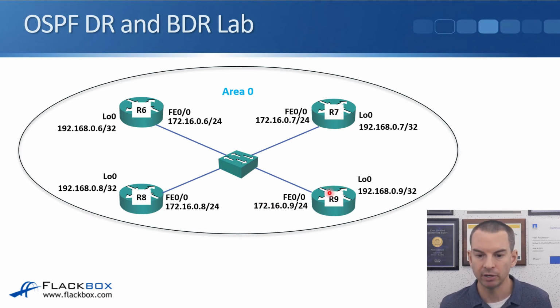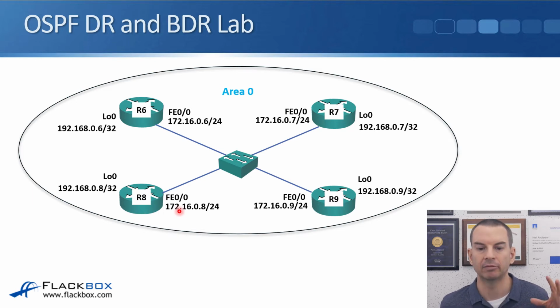On the routers here, they've got loopback interfaces, so it will be the loopback address which is used as the router ID. R9 has got 192.168.0.9, that's the highest address. The second highest is R8 with .8, and then we've got R7 and R6. So R9 is going to be elected as the DR, and R8 is going to be elected as the BDR.